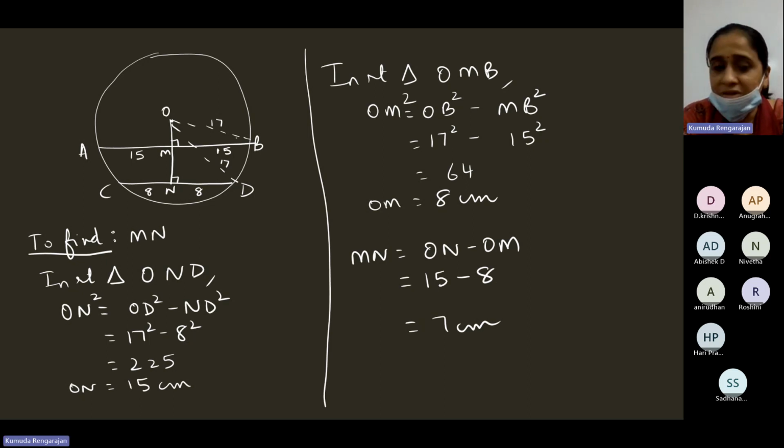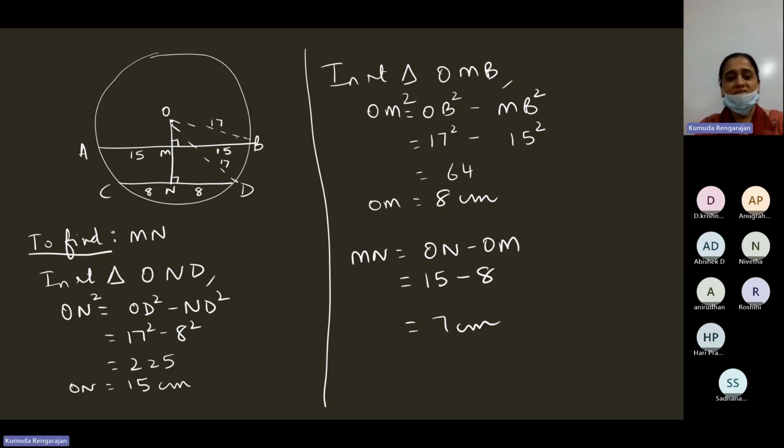AB is 30 centimeters, CD is 16 centimeters. So AB will be closer to the center. You can make out, right? Of these two chords, AB is the longer one, no? Yes or no? Yeah, so AB, the longer chord, will be closer to the center. So 30 will be closer to the center, 16 will be below it.